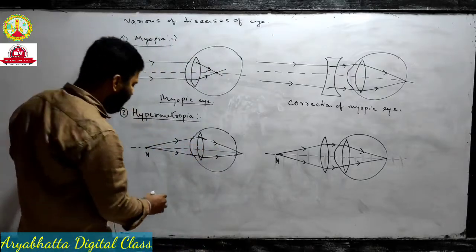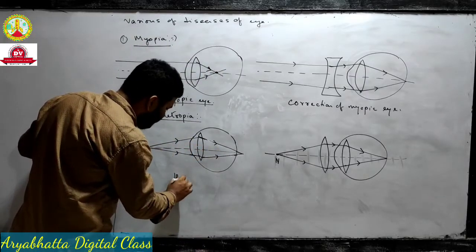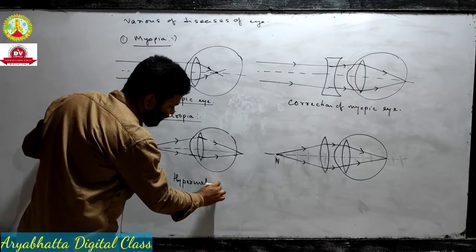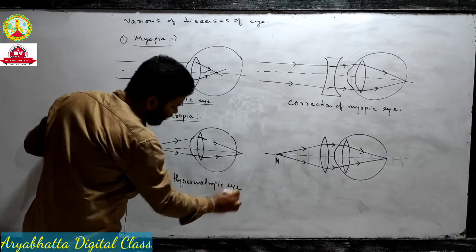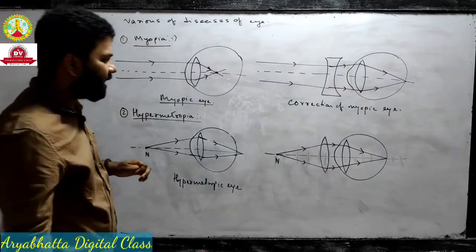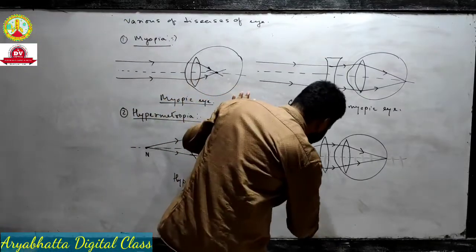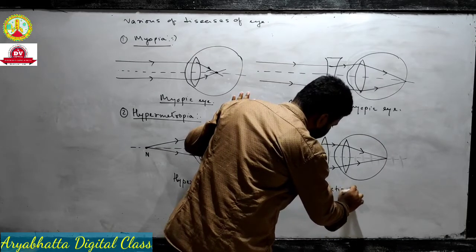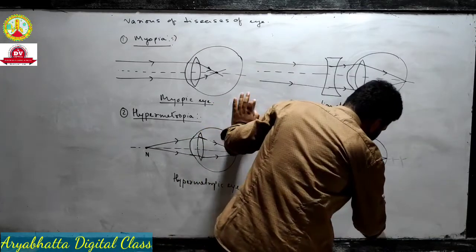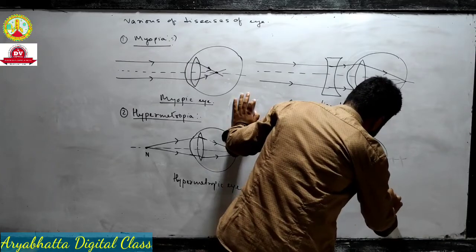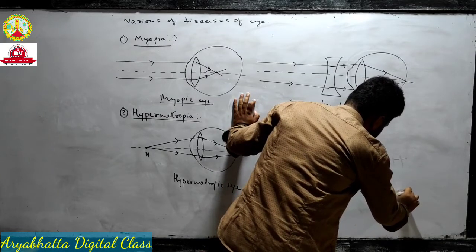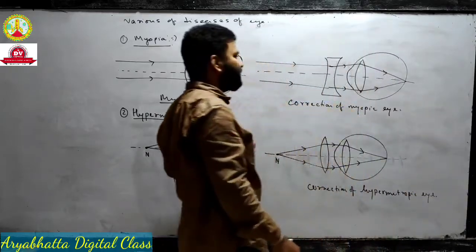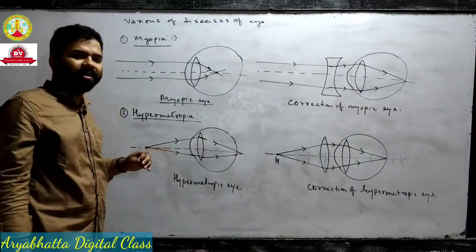So this one we will call a hypermetropic eye. This one will be called a hypermetropic eye, and this is known as the correction of hypermetropic eye. Okay, the next disease that we discuss is presbyopia.